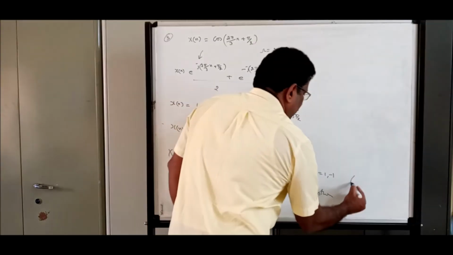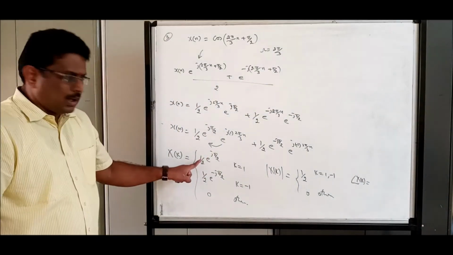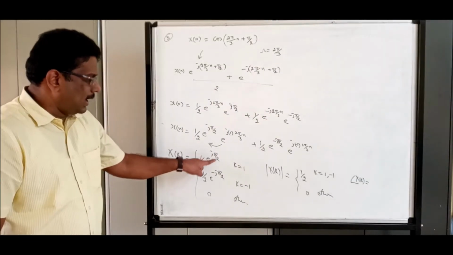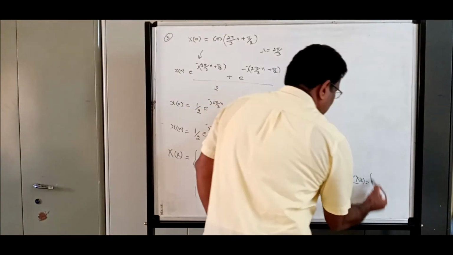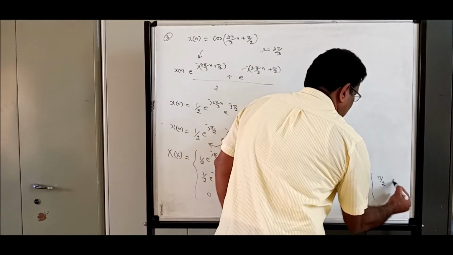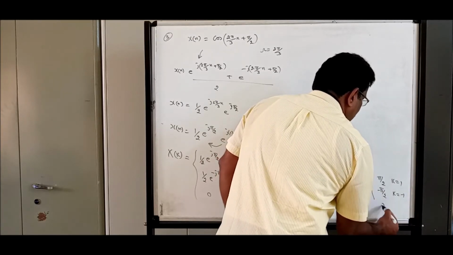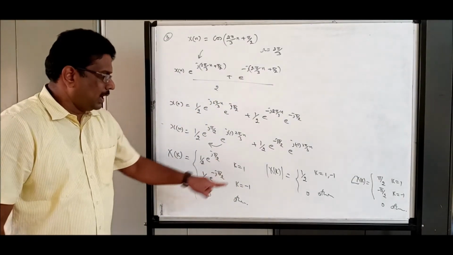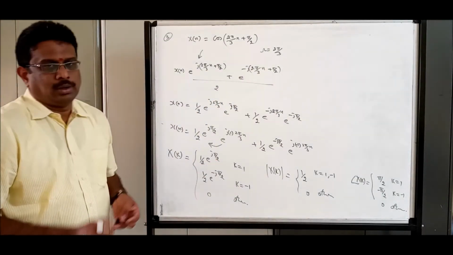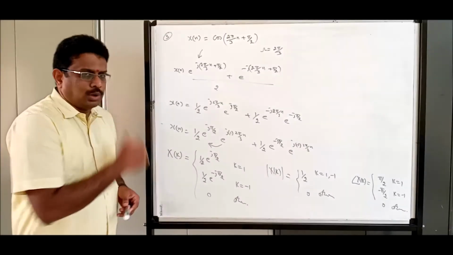Now the angle you can directly say from the given statement. Magnitude and the angle. What is the angle here? Pi by 2. What is the angle here? Minus pi by 2. It is nothing but pi by 2 for k equal to 1, minus pi by 2 for k equal to minus 1, and 0 otherwise. So directly we can do it, and even the plotting is easy.